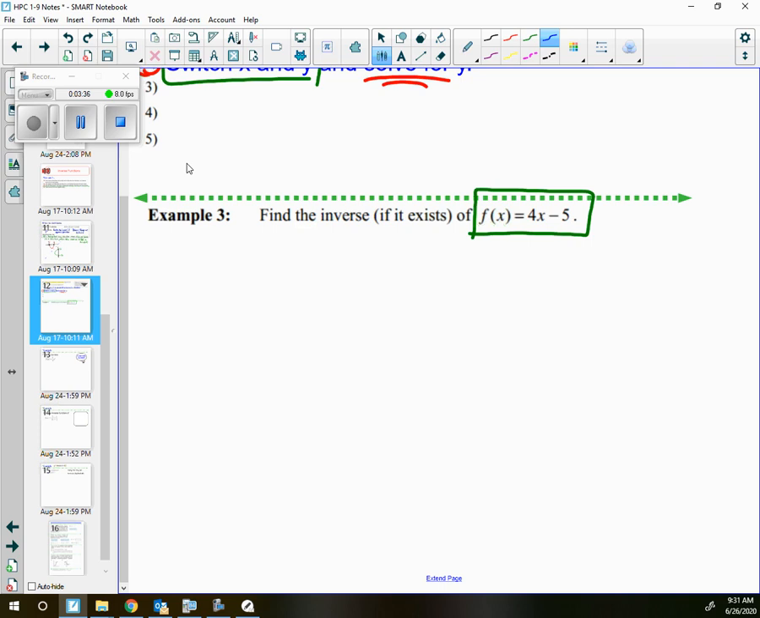What we're also going to be checking for is: is the inverse itself a function? All right, so let's take a look at this equation. Y equals, or f of x equals 4x minus 5. Linear equation, so that's a line. What's the slope of that line? Slope looks like it's mx, so 4.